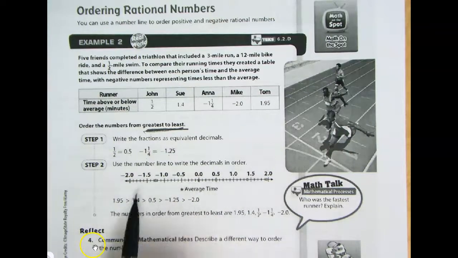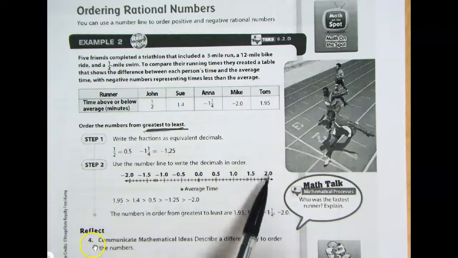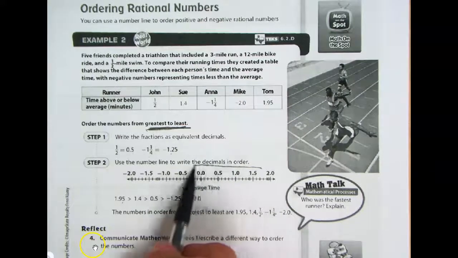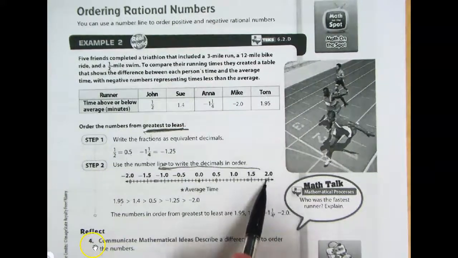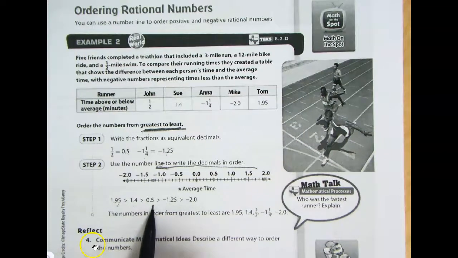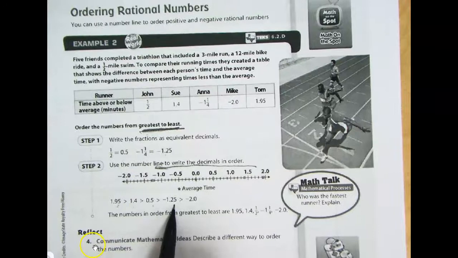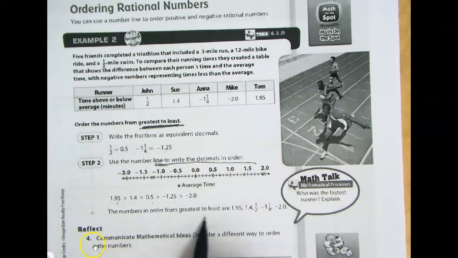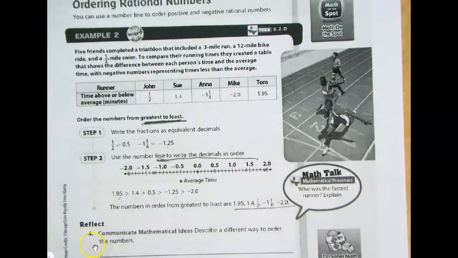Use the number line. If you put them all on the number line, we know the greatest number, remember you're going greatest to least, so you're going this direction now, starting at the far right. So 1 and 9/500ths is greater than 1 and 4/10, which is greater than 5/10, which is greater than -1 and 25/100ths, which again is greater than -2. So the numbers in order from greatest to least are listed here.